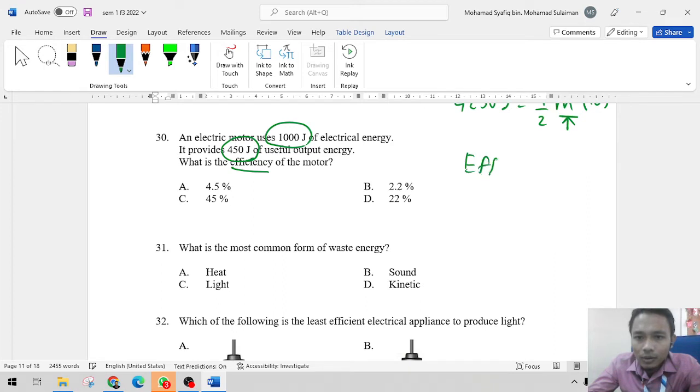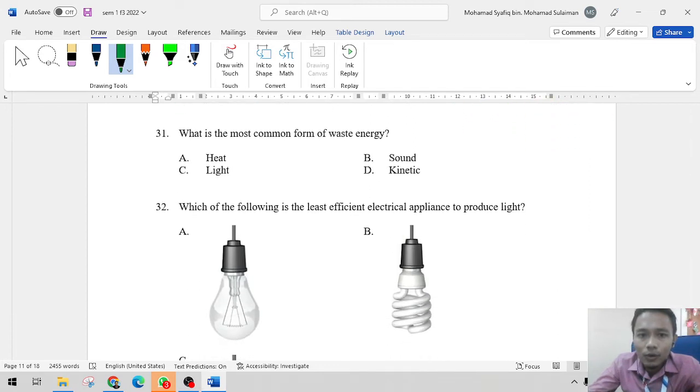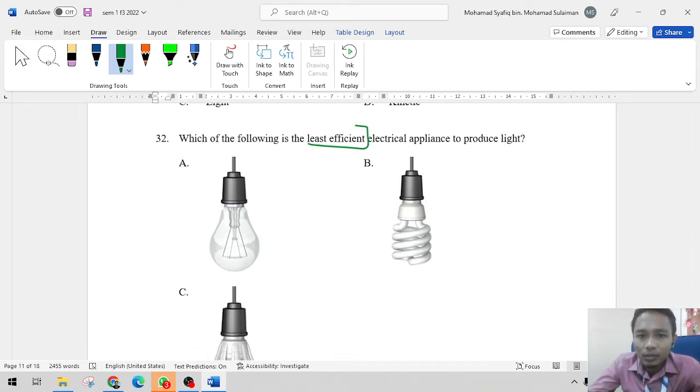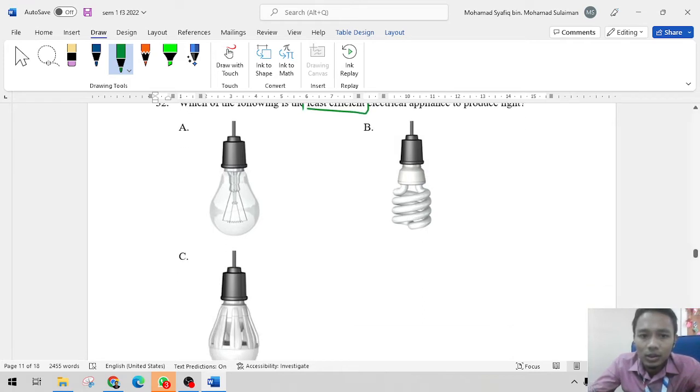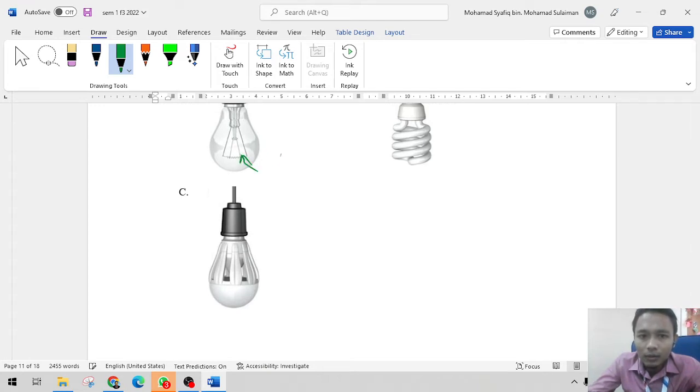Number 30, we have motor energy, and useful energy is 450. We want to find the efficiency. Efficiency is equal to useful energy over total energy, 1000, times 100. So it should be around 45. Common form is heat, right? Number 32, least efficient, so it is A, because it is using the filament. Filament produces heat.